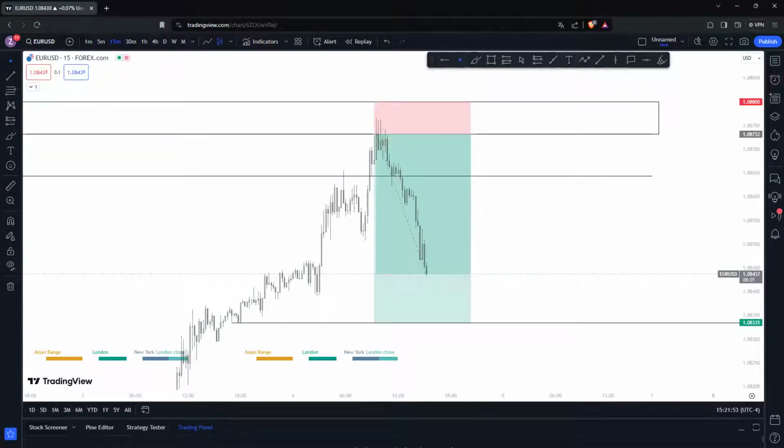Do you only take the M15 engulfs? I'm gonna show you an example where I don't take the M15 engulfing. Does storyline affect the engulf? Okay, good question here, Clyde. Now, does storyline affect the engulf?